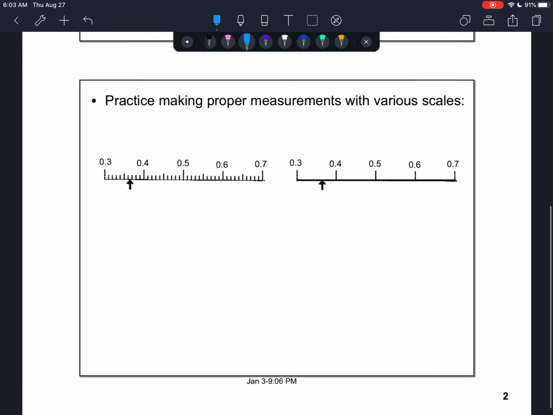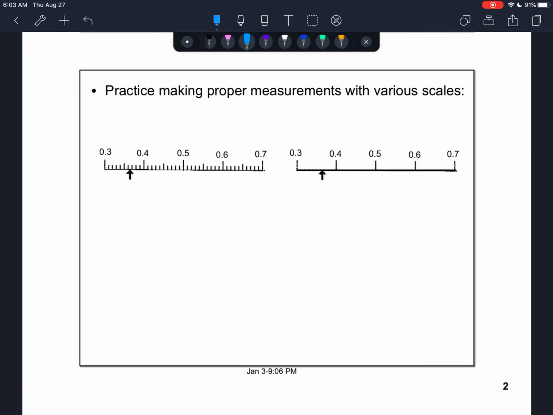So let's try another one. We've got 2 different rulers. We're going to measure where the arrow is pointing with those 2 different rulers. So I'm going to do this by identifying my certain digits and then my uncertain digits. This arrow I know is at least 0.3. Now these tick marks in between 0.3 and 0.4, I need to know what increments they're going by.